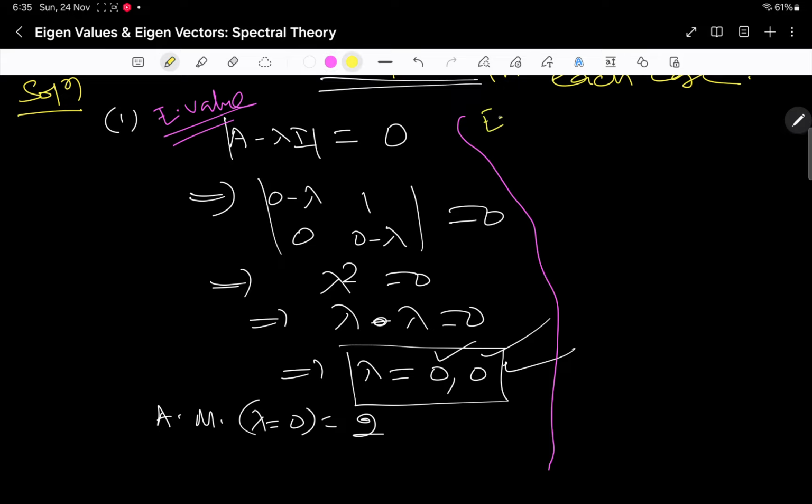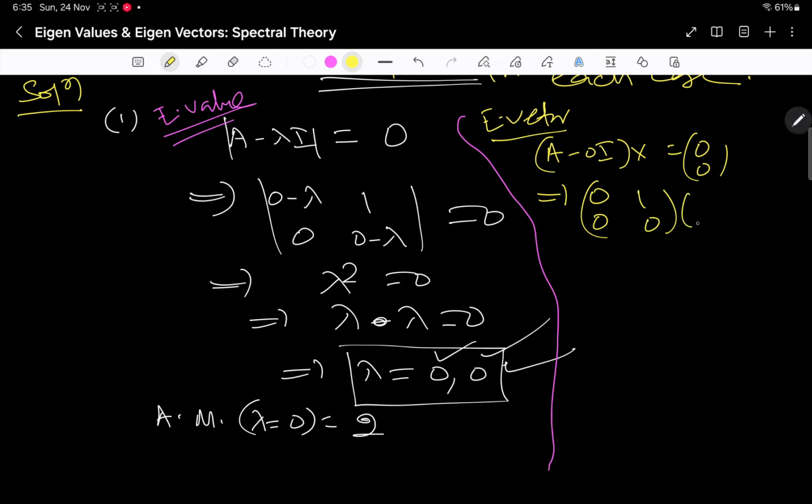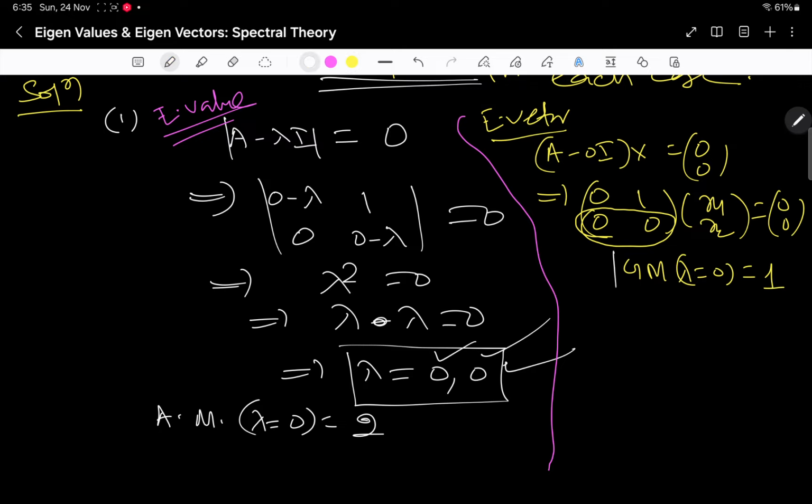Now for my eigenvector, what will happen? A minus 0I into x is equal to 0, 0. So in the leading diagonal it is 0, the other entry is 1, then 0 and 0, with x1 x2 equal to 0 0. You see it is already in simplified form. No further reduction is possible. We are getting only one row that is zero. So immediately we can declare the geometric multiplicity of lambda equal to 0 is 1 only.